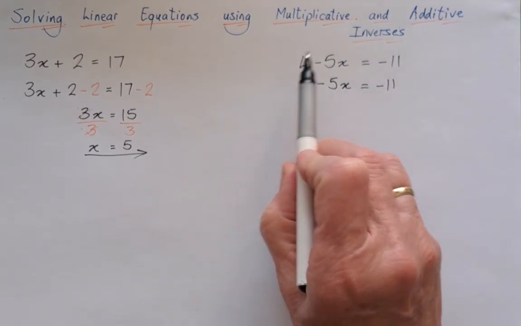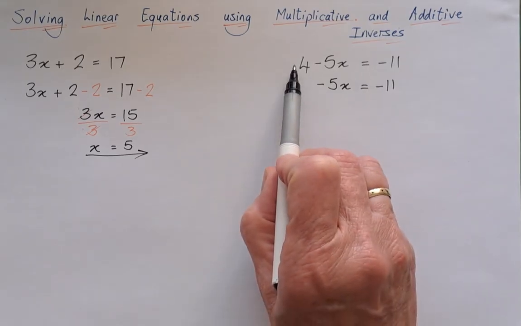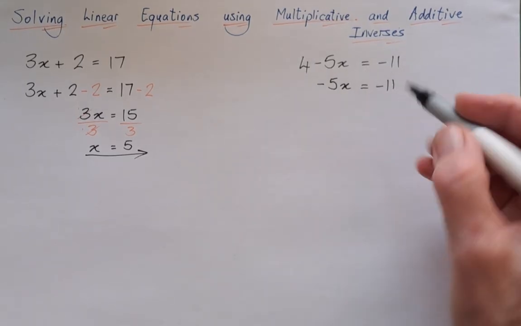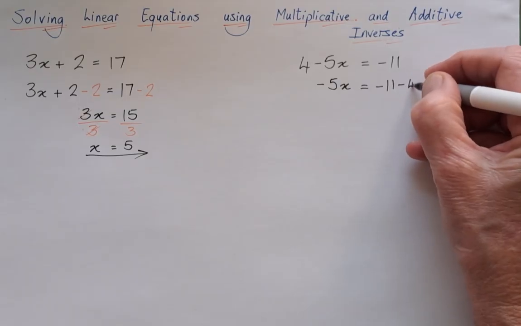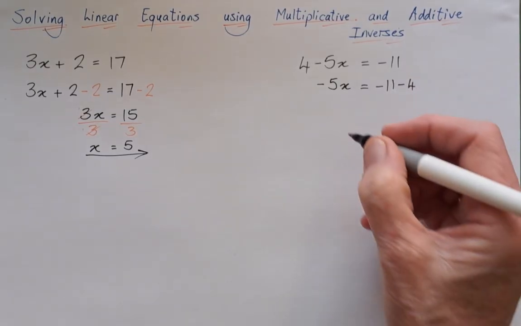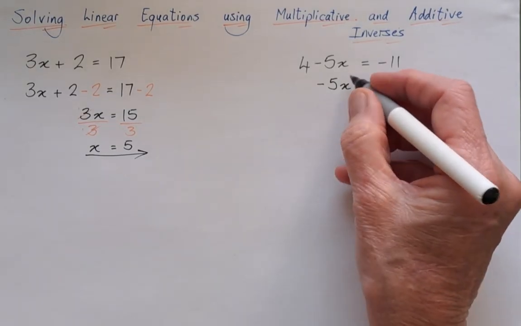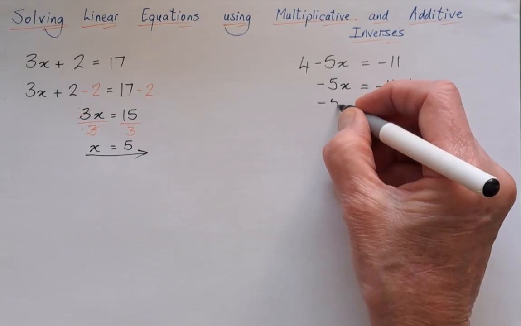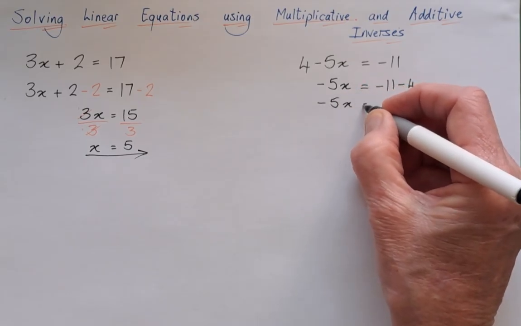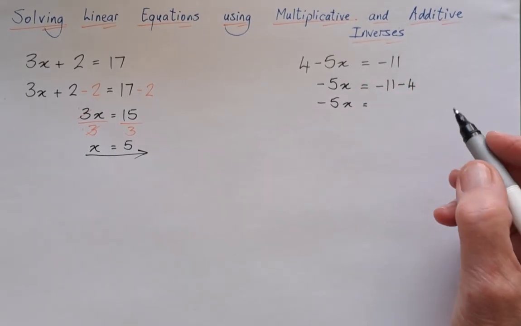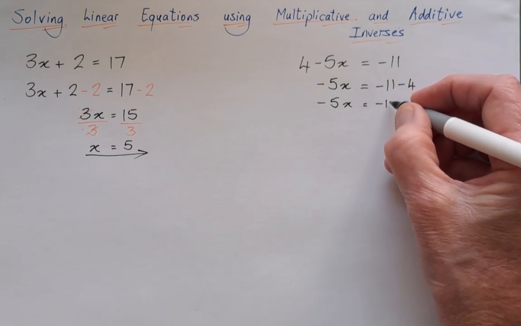Now that 4 needs to be on this side. Remember, if there's no sign in front of it, it's positive. So when it moves to the other side, it's going to become negative. So now I do my tidying up step. This is going to be simply as it is. And negative 11 minus 4 is negative 15.